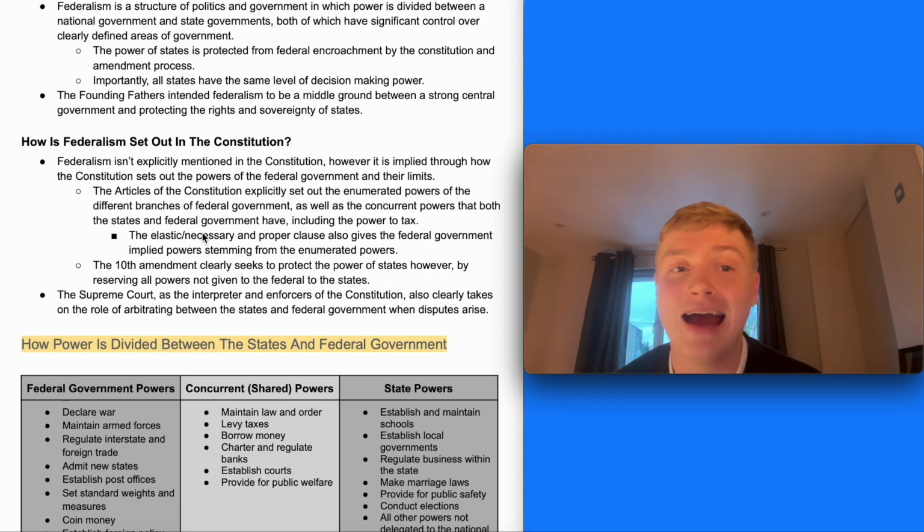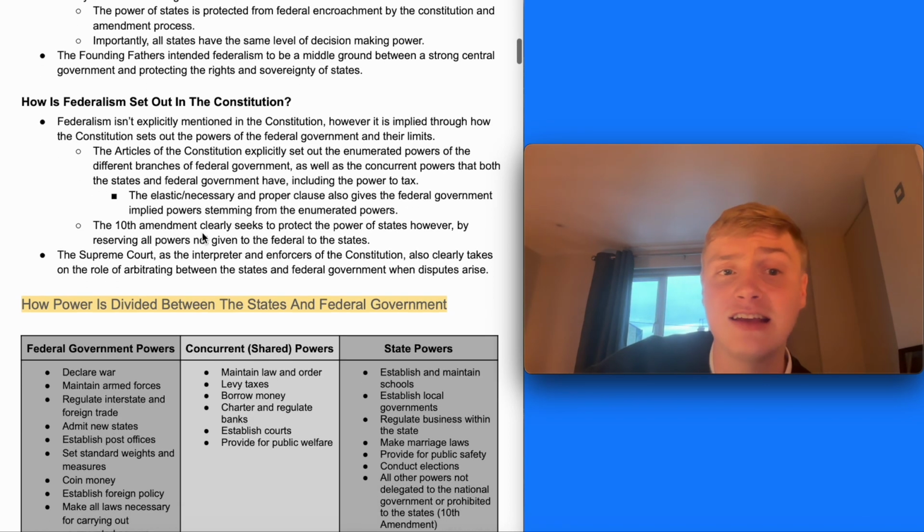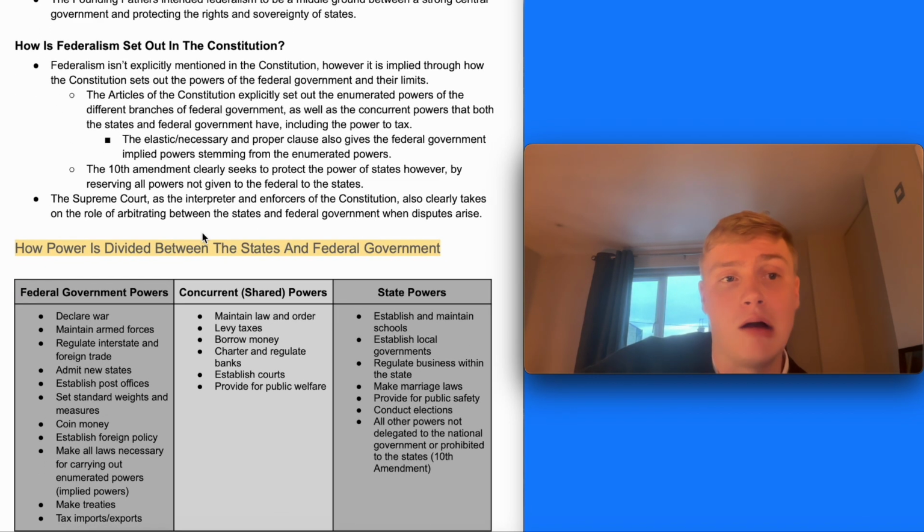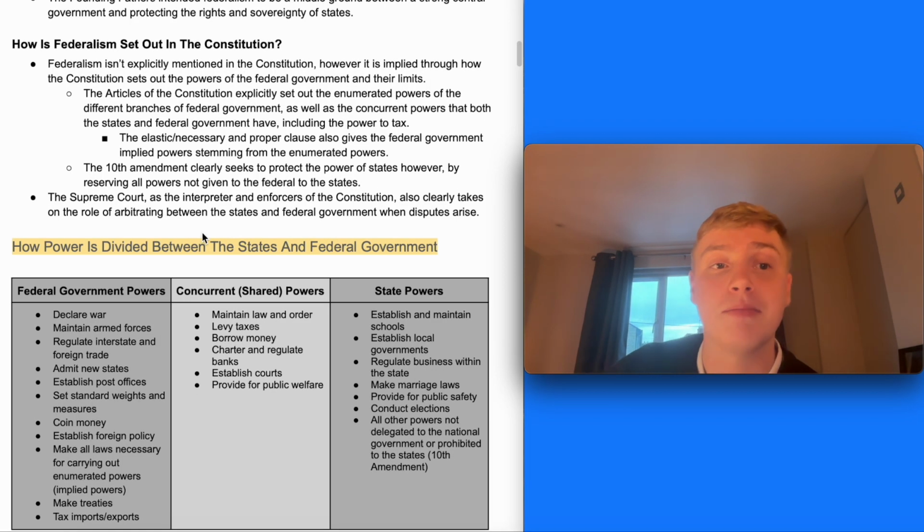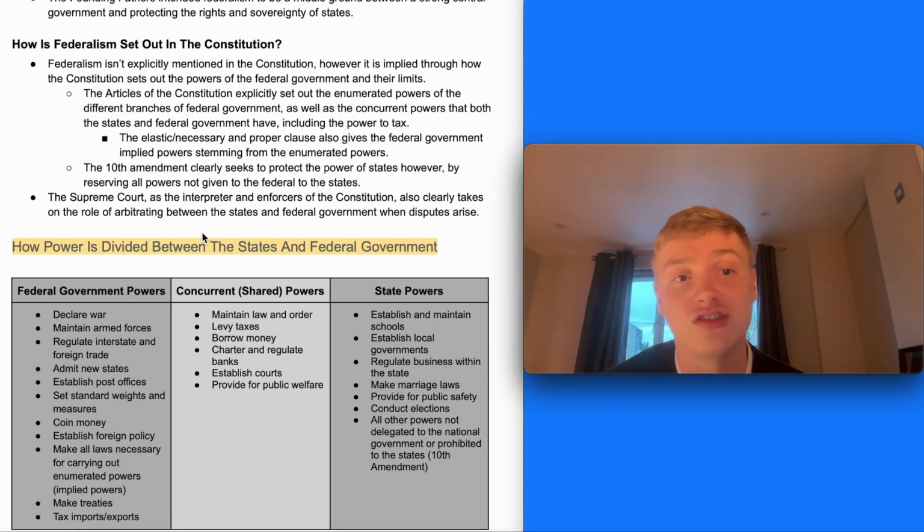The Founding Fathers intended federalism to be a middle ground between a strong central government and protecting the rights and sovereignty of states, and therefore the rights and sovereignty of the people, as they saw it. Federalism isn't explicitly mentioned in the Constitution, the word federalism at least. However, it's implied through how the Constitution sets out the powers of the federal government and their limits.